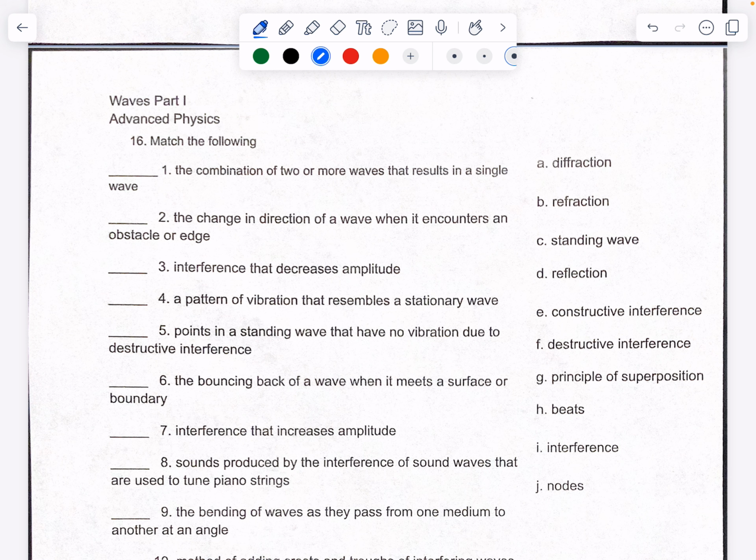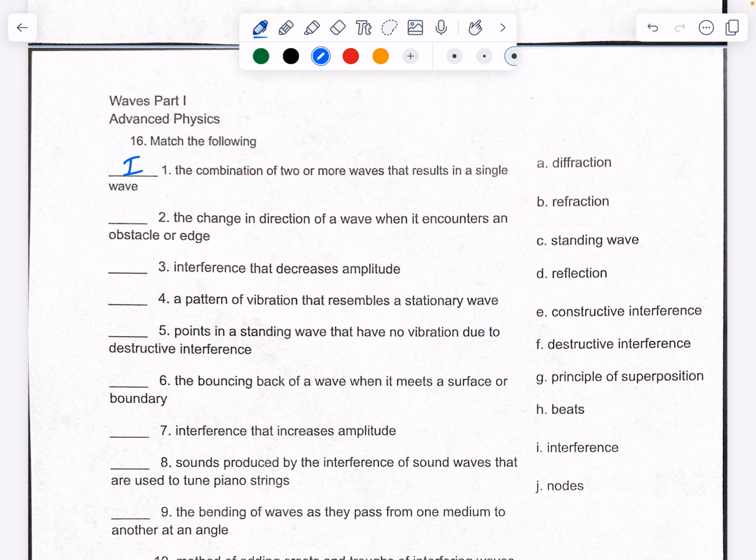Number 1, the combination of 2 or more waves that result in a single wave. So when I combine 2 waves, something's got to happen. The wave's either going to get bigger, or it's going to get smaller. So regardless, it is some type of interference. Anytime you mix 2 waves, there's going to be some type of interference, so your answer would be I. So that is just interference, when you combine 2 or more waves to create a single wave. Now, it could be constructive, it could be destructive, but it doesn't mention which. It just means when 2 or more meet to make one single wave.